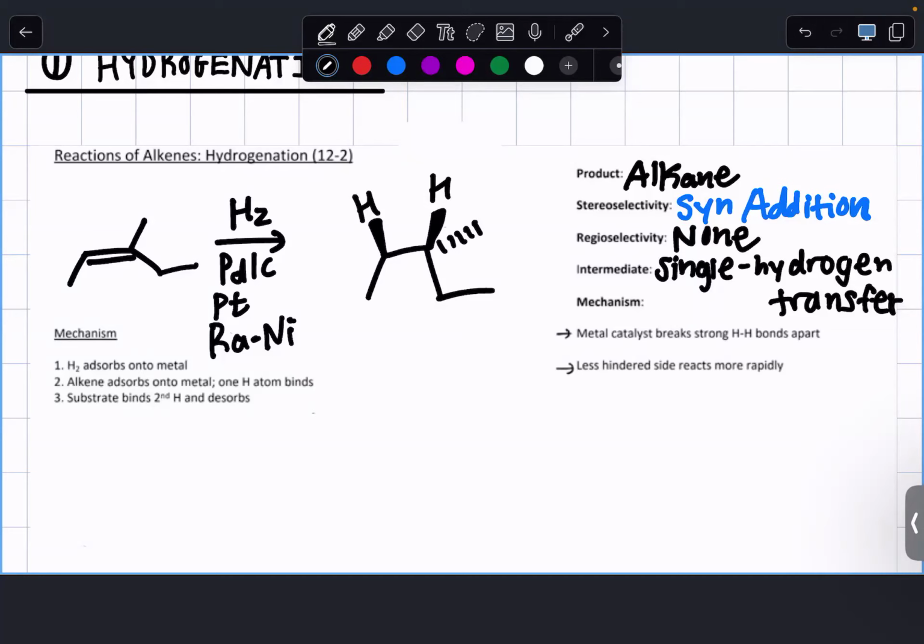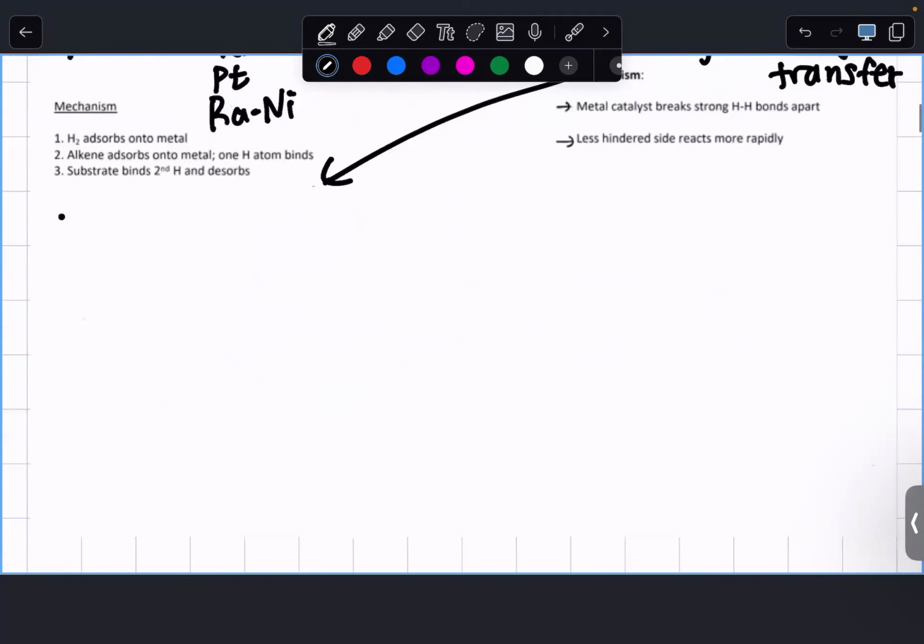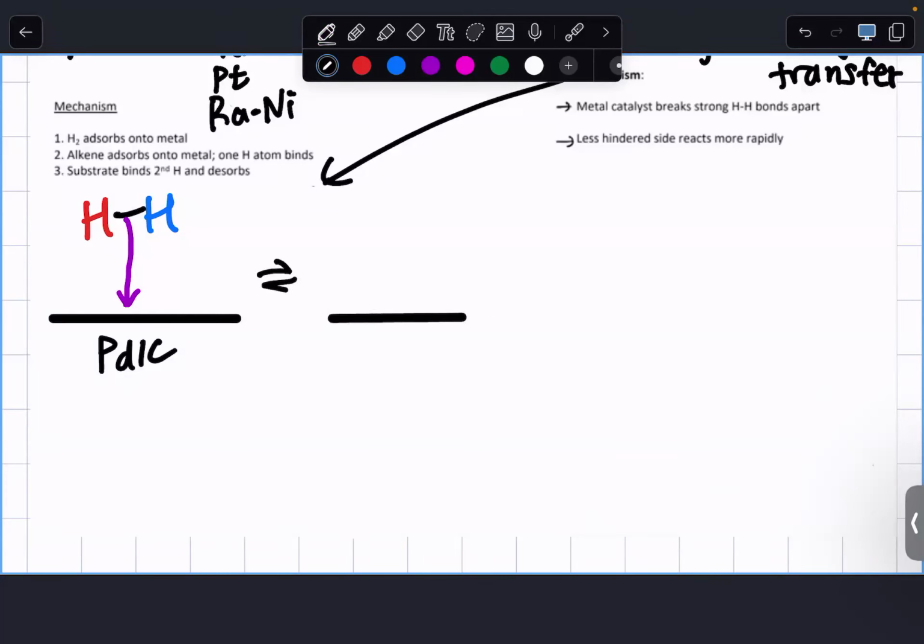Right? Where the mechanism I'm going to show right here. So let's say our H2 looks like this, where one H is red and the other H is blue. And our metal catalyst is going to be right here. Let's say that is PDC. Okay. The H's are going to attach to the metal, where we have one red H and a blue H here.